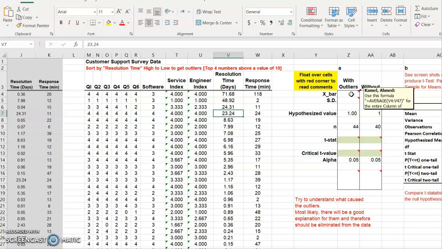So this way you get an average, the mean for the resolution time. And with the outliers, that means everything included. And this, the same formula with the resolution time without the top 4 numbers. This one for the standard deviation. Again, for the standard deviation, the hypothesized value that all resolution times is 1 day. Same here. The N is 44 data observations. This one is 40 because we eliminated the top 4 outliers.